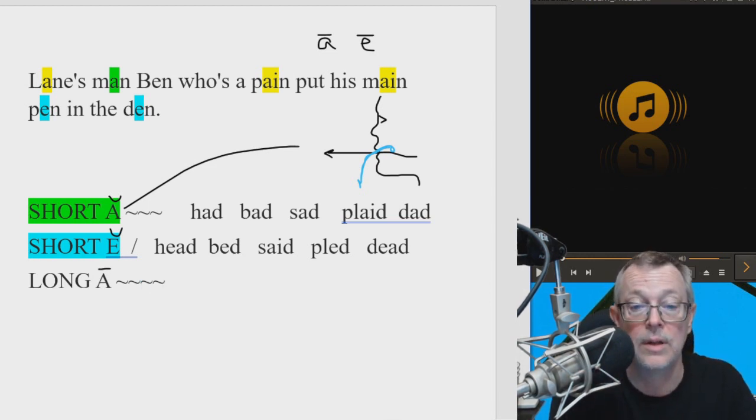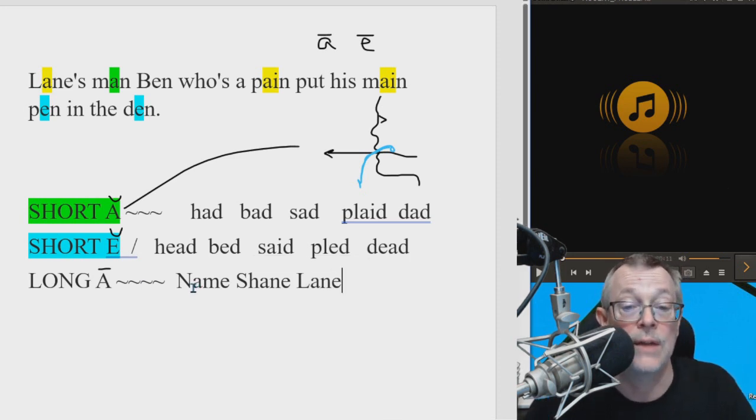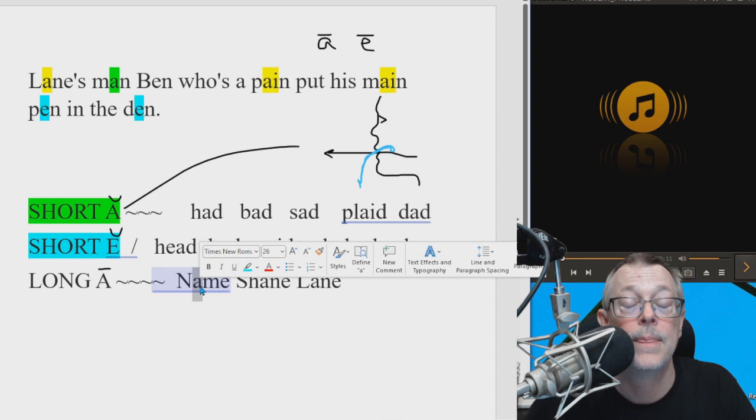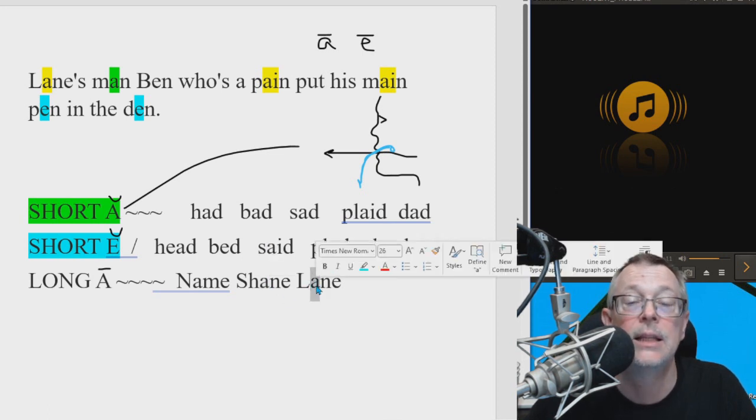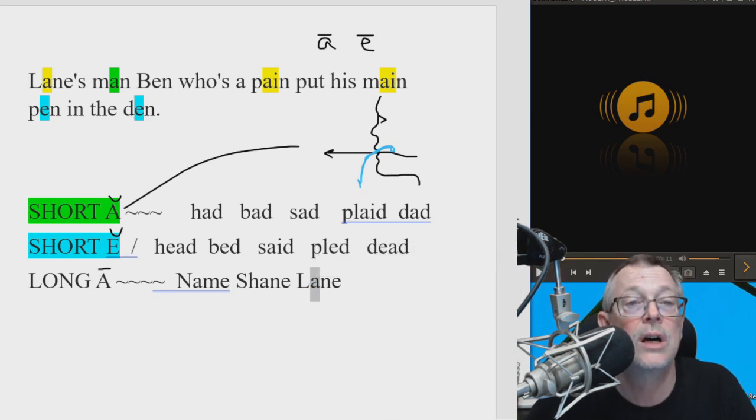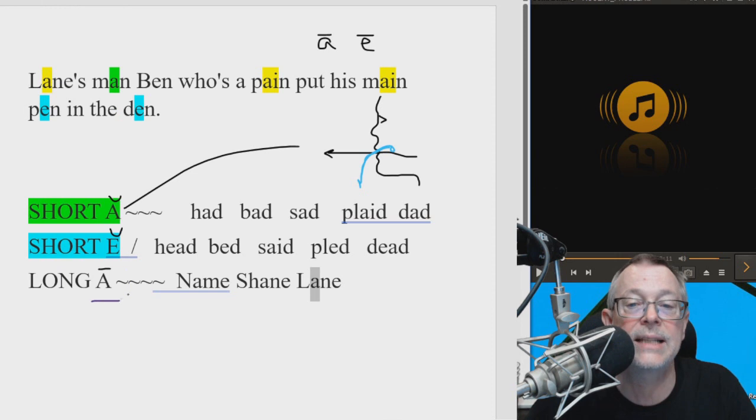So my name. So name, Shane, and we'll say Lane. We'll go up to there. So if I quicken it, name. If I say it perfectly, name. Shane, Shane. Lane, Lane, okay? So again, when we do this, let me grab a different color here. I'll make a different color. We'll go purple. When I do the long A sound, it's A, and then very similar to the short A, but it shoots even farther, okay?